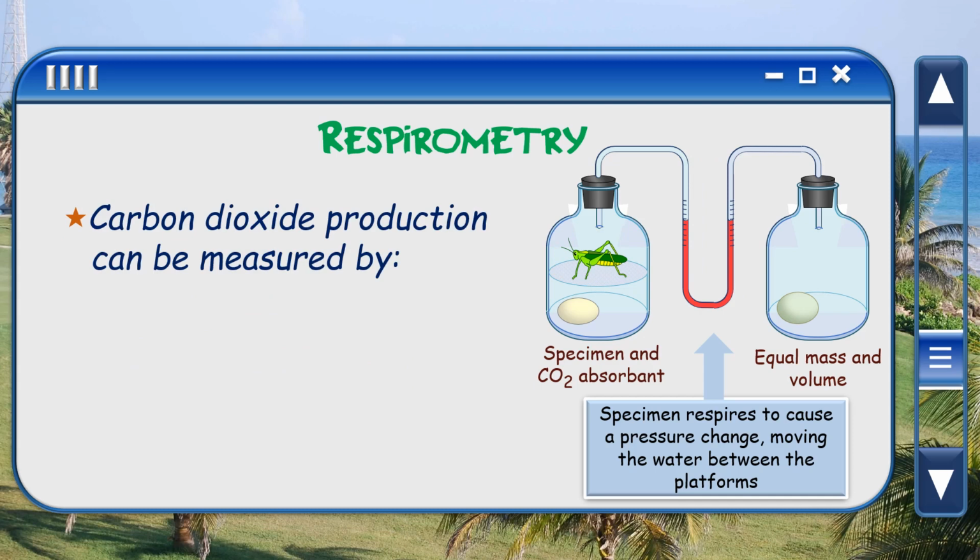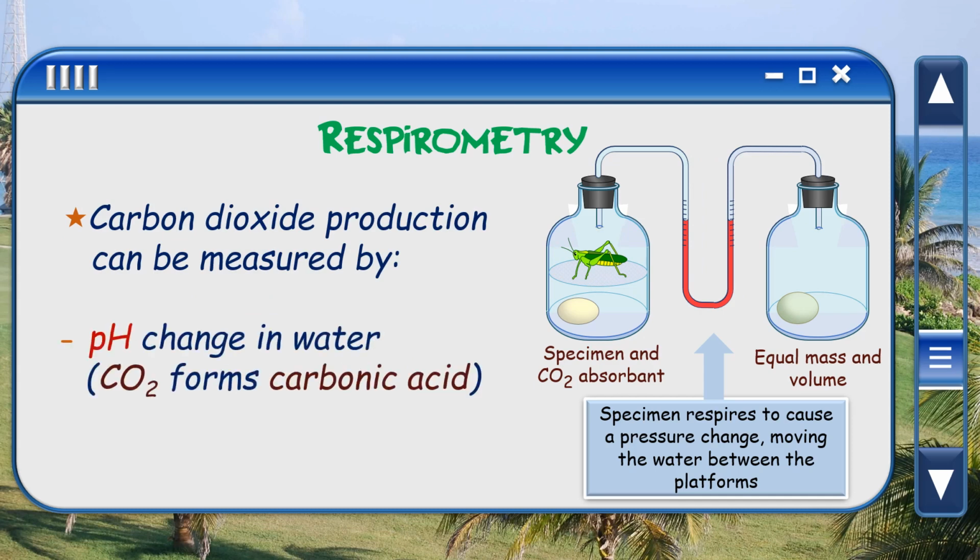Carbon dioxide production can be measured by change in the pH of the water. Carbon dioxide will form what we call carbonic acid. If our specimen is producing carbon dioxide, it will pass through the tube and enter the water. There it reacts with water to form carbonic acid, which lowers the pH of the water, and then we are able to see the change in the color of the water. That's how we can measure the production of carbon dioxide.